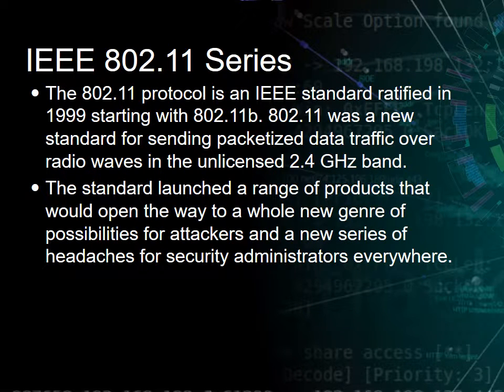The 802.11 protocol is an IEEE standard that was ratified in 1999, starting with 802.11b. This is the protocol that has enabled us to have all the wireless capabilities that we have today. At the time, it was a new standard. It was centered on packetized data transfer over what was an unlicensed bandwidth in the 2.4 gigahertz frequency range. The standard launched a range of products that would open the way for a whole new genre of possibilities for attackers and a new series of headaches for those of us who do security on networks.